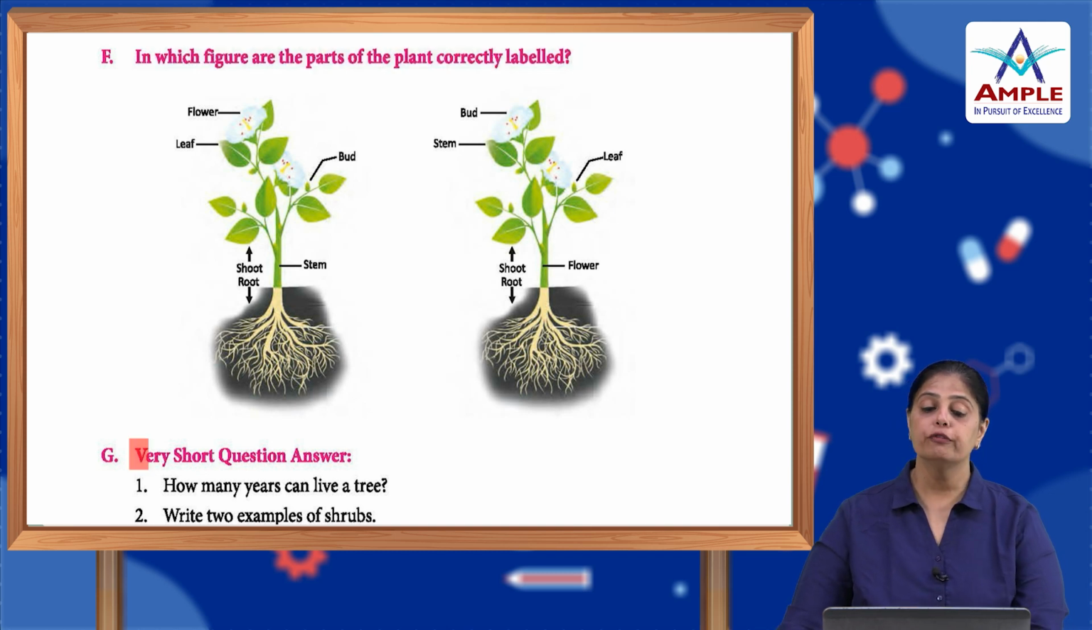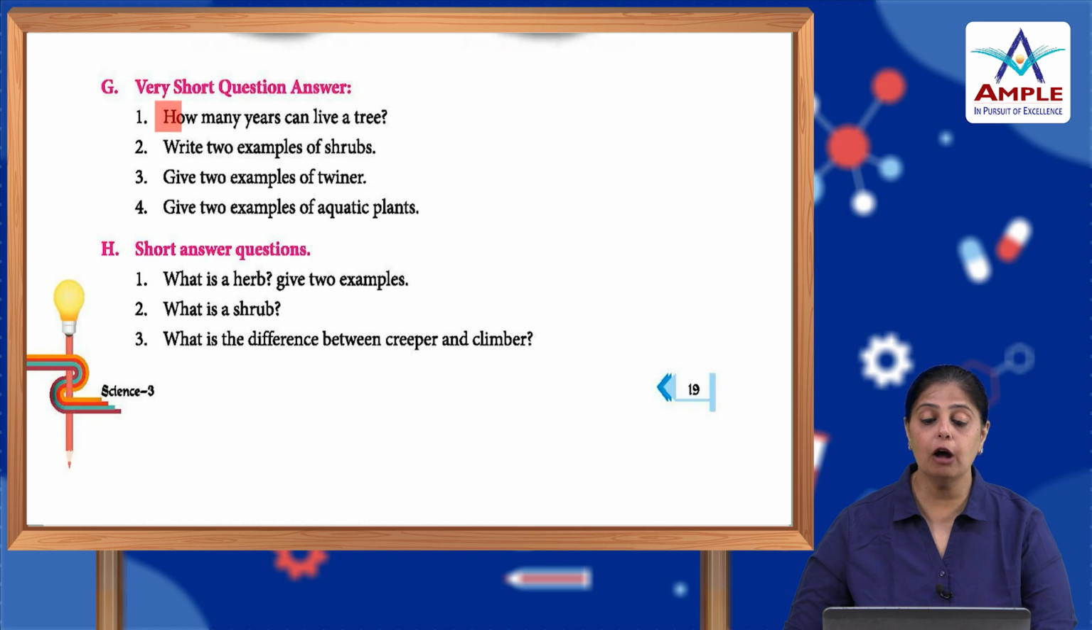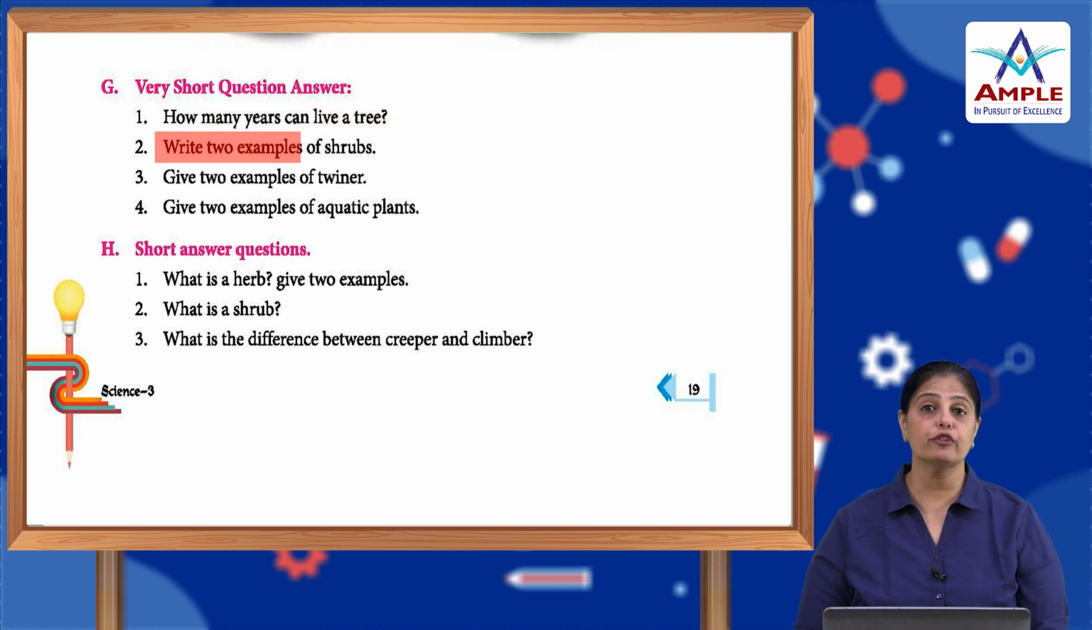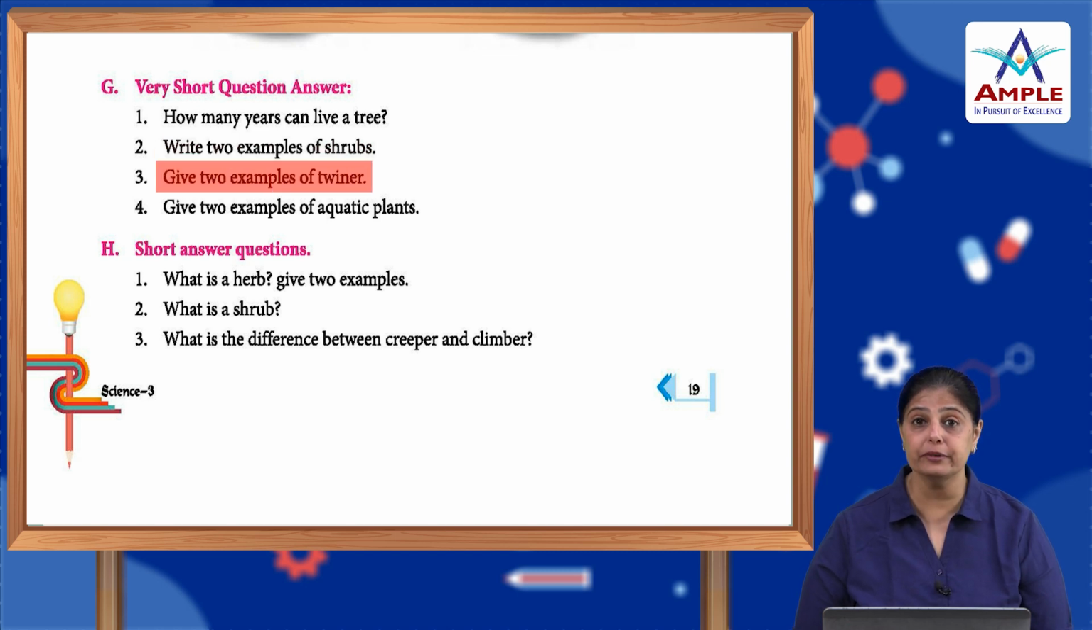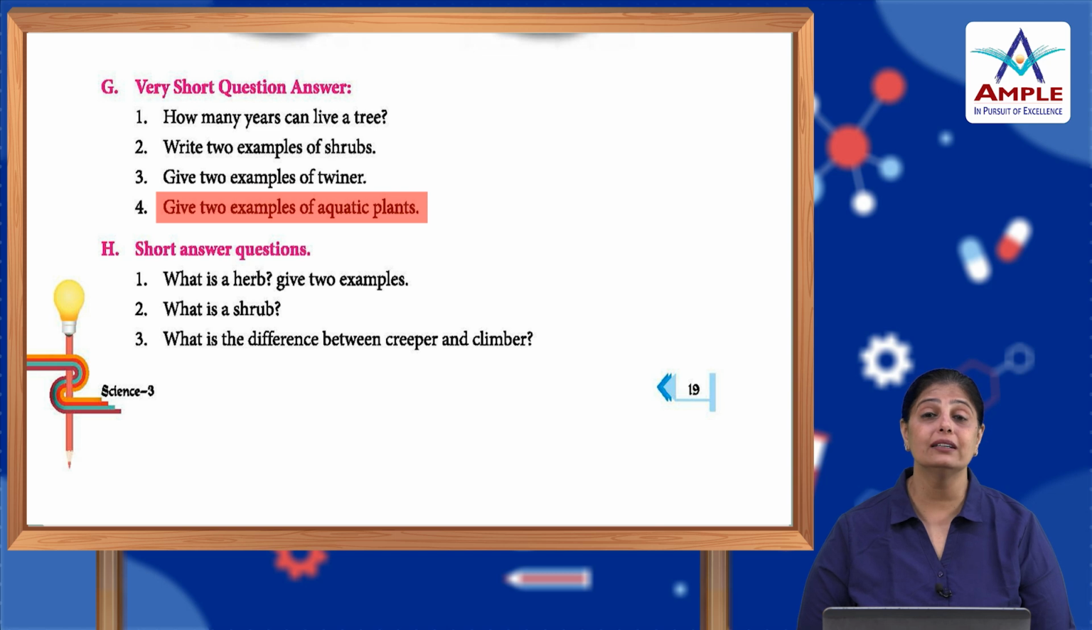Now very short question answers. For how many years can a tree live? It can live for many years. Write 2 examples of shrubs. We can say rose, hibiscus. Give 2 examples of twiners or climbers. Money plant or pea plant. Give 2 examples of aquatic plants, plants that are grown under the water. We can say lotus or water lily.